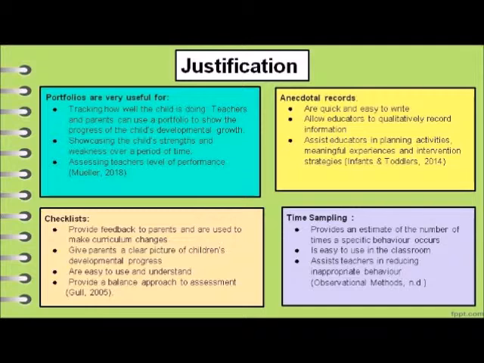Checklists. The information gained from the checklists is used to provide feedback to parents and make curriculum changes. Using this checklist, the parents are given a clear picture of the milestones that the child has achieved and what is in progress. One of the major purposes of including this checklist is because it is easy to use and understand. It does not require tedious writing. Rather, it uses a check or a mark. Additionally, using this checklist provides a balanced approach to assessment where all areas of the child's development are being evaluated.